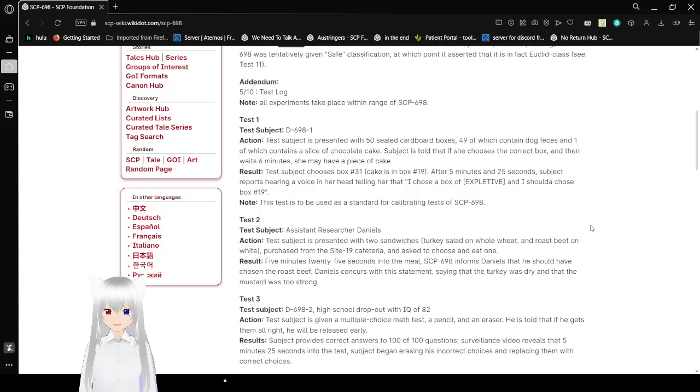Addendum, May 10th, test log. Or it's October 5th, but we're gonna go with the American dates because that's what I know. All experiments take place within SCP-698.